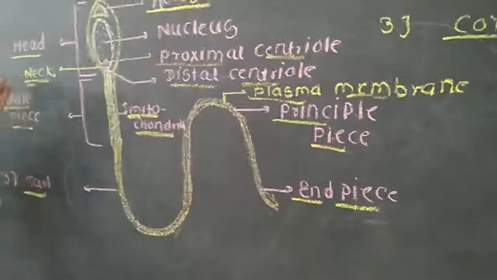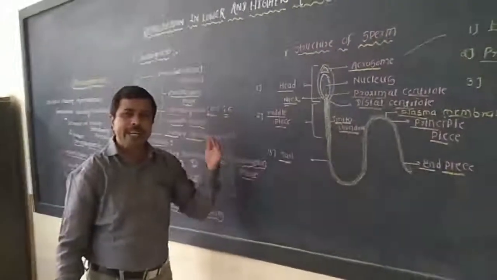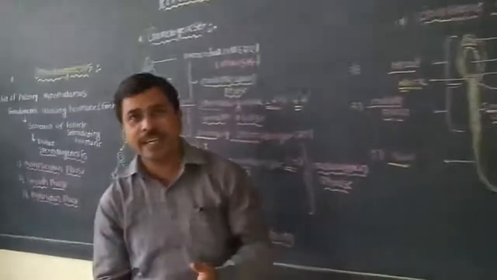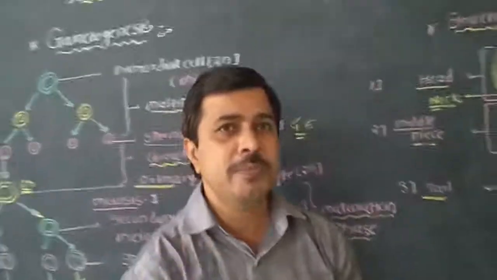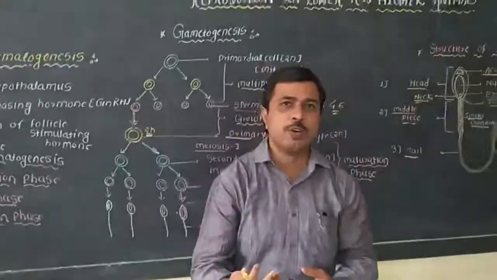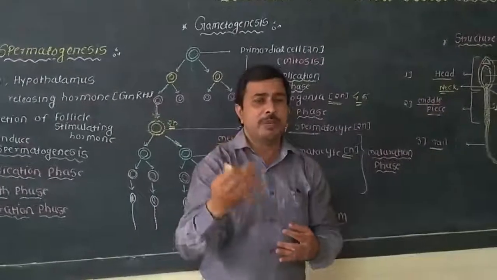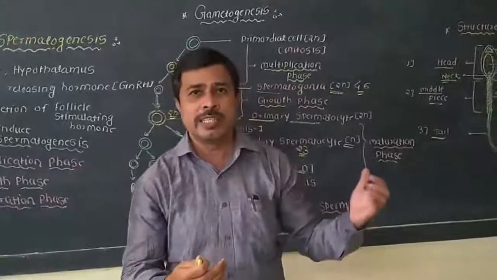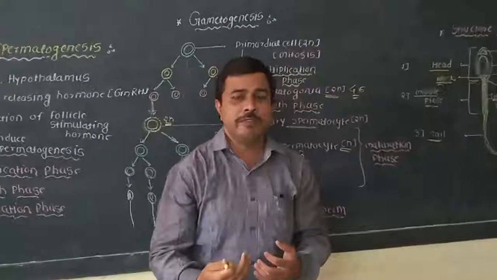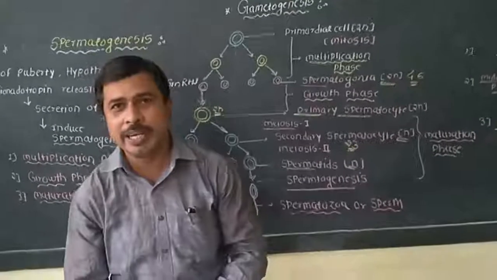So this is about the structure of the sperm, which is important in the process. It is the male gamete. It is involved in the process of fertilization, when the sperm fuses with the egg to form the zygote. Before fertilization comes oogenesis, the development of the eggs, which we will see in the next video. So here the first topic, spermatogenesis, is completed.